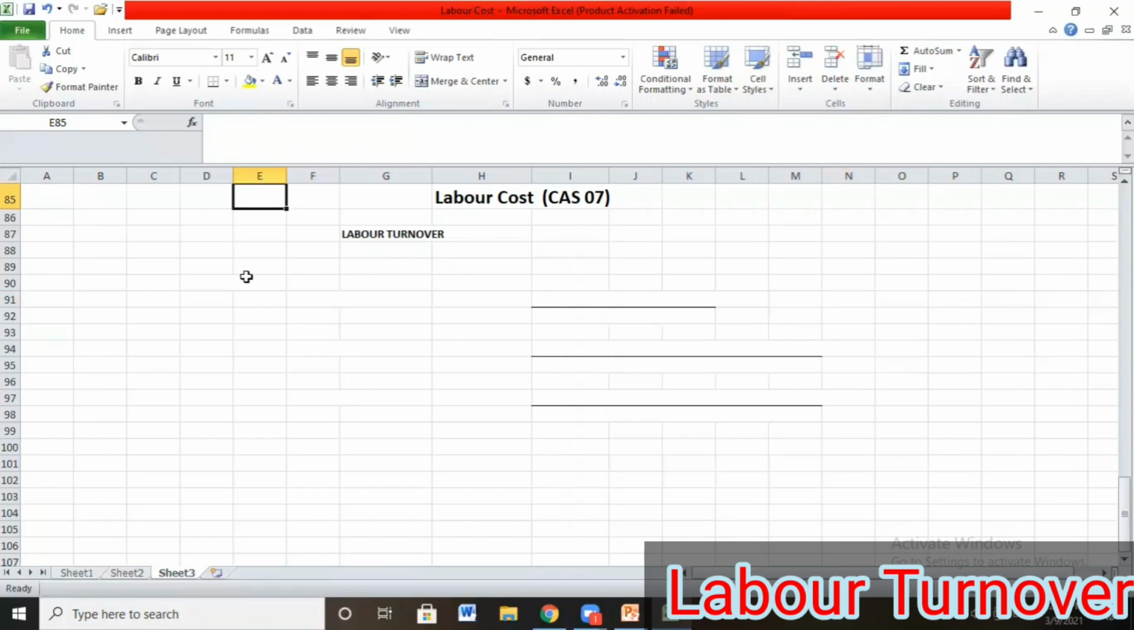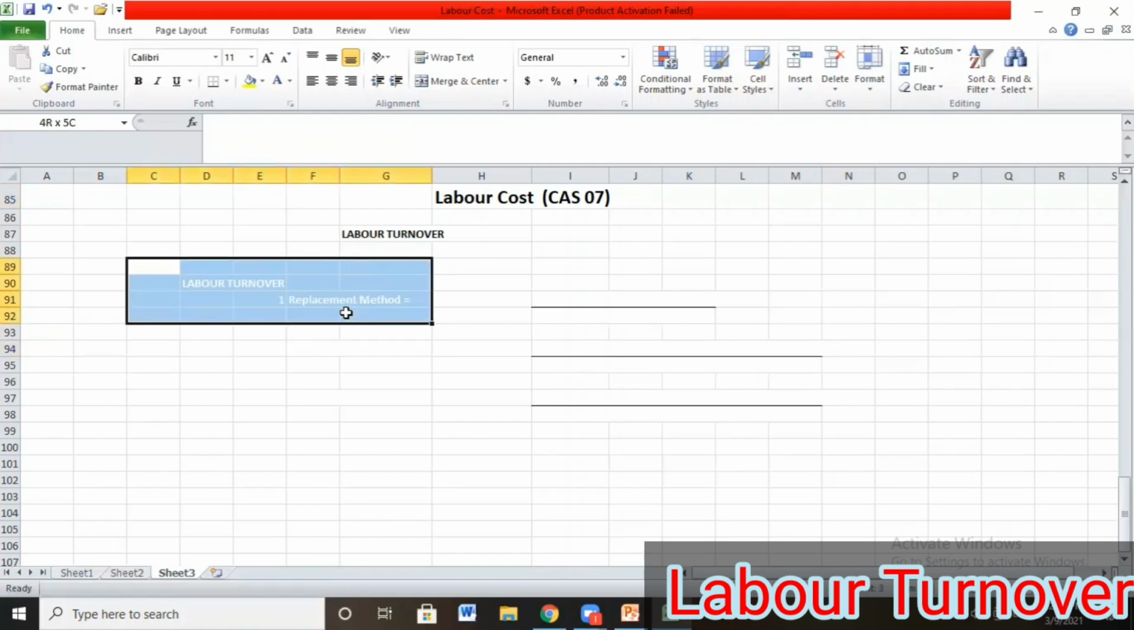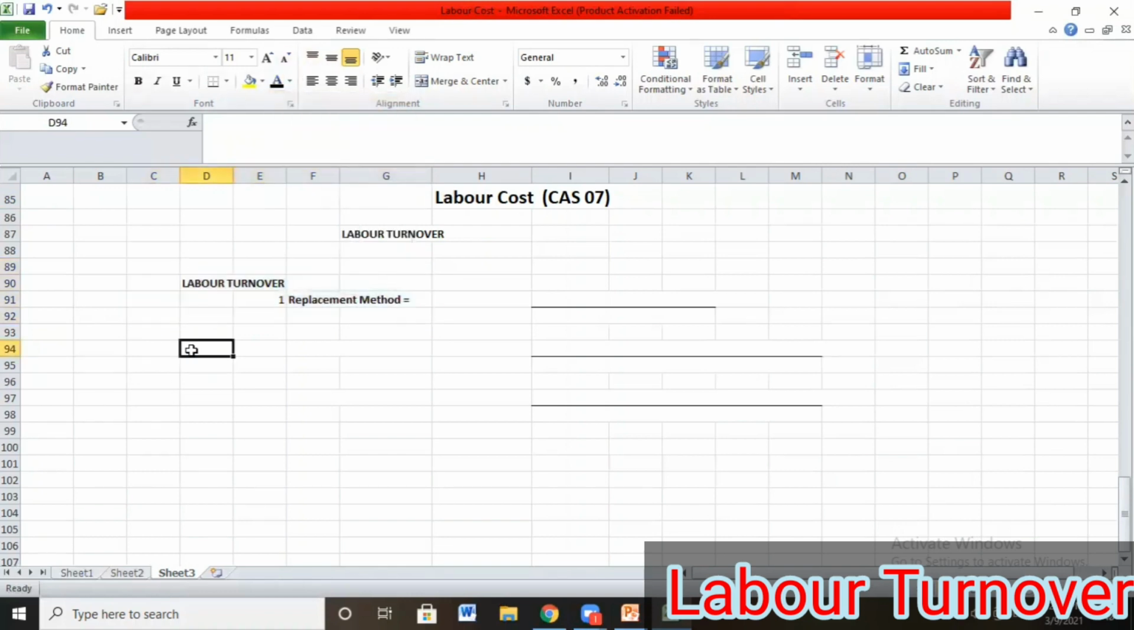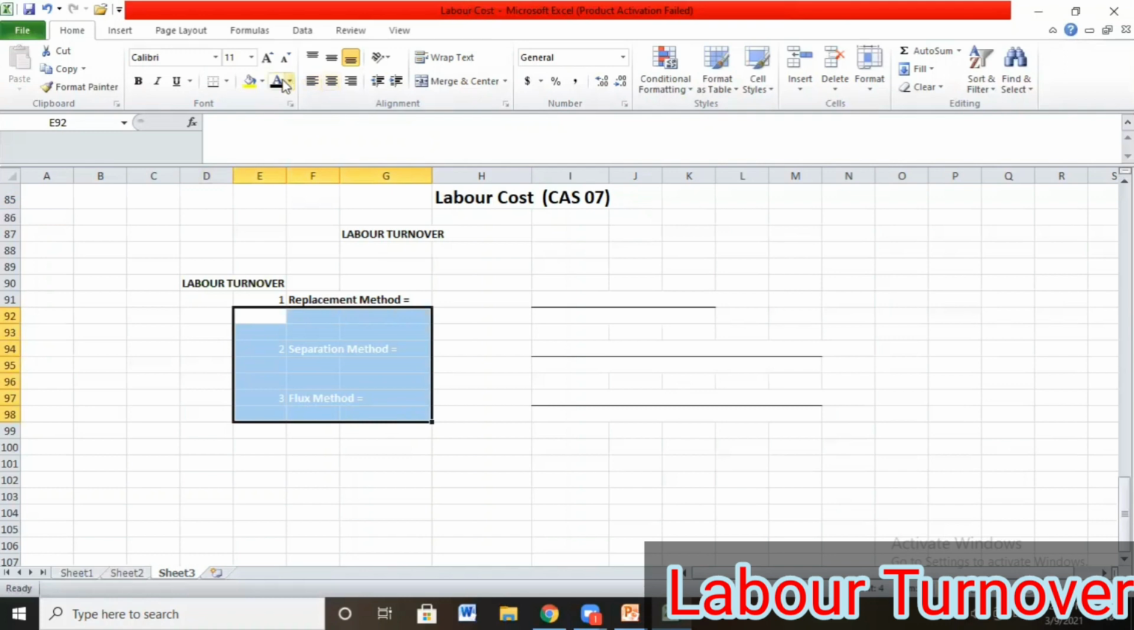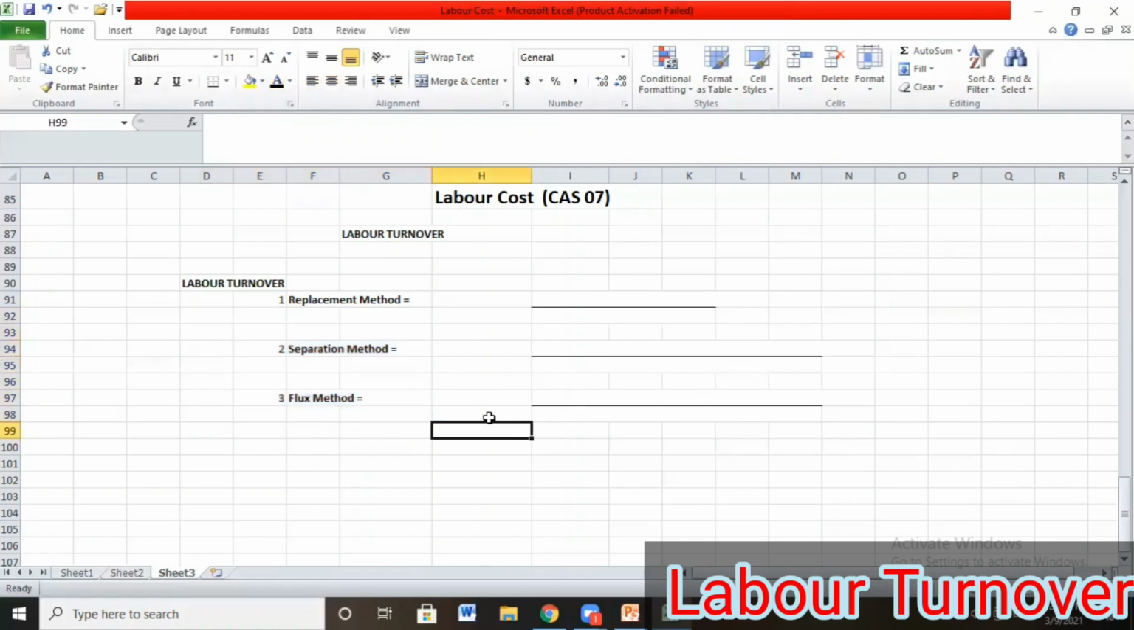This labor turnover we can understand from a different angle, like suppose any one person is discontinuing his employment, so that employment discontinuation by that employee or employer comes under the labor turnover. Okay, so there are three methods. One is replacement method, other is separation method, and third is flux method.